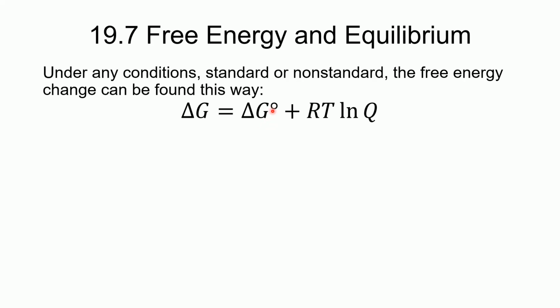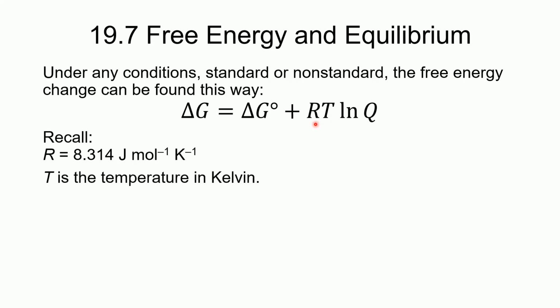So delta G with the little circle, that's delta G standard. R is the molar gas constant that you're quite familiar with. We've used that a couple of times. T is our temperature in Kelvin. And Q is our reaction quotient. We saw the reaction quotient back in chapter 15, and we're going to see it again here. But we can get information as we change our conditions, so it's not at standard conditions. We can see how that affects the value of delta G.